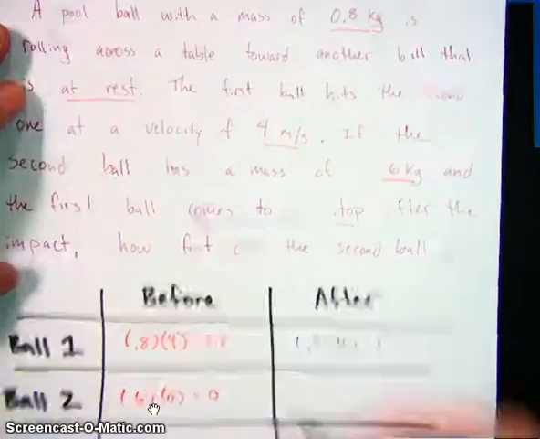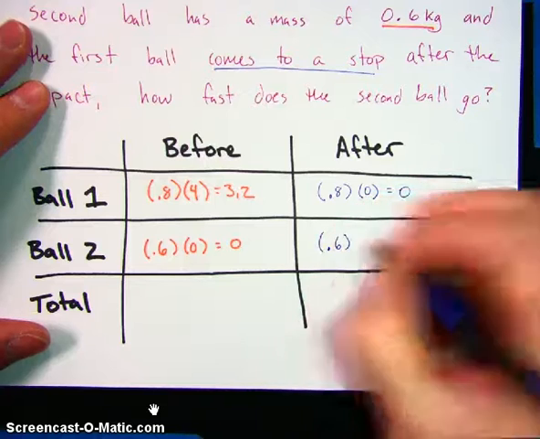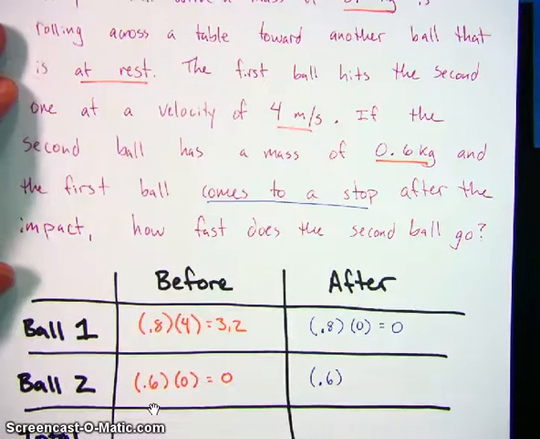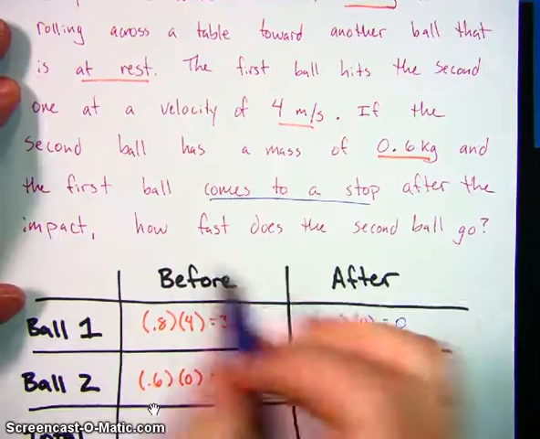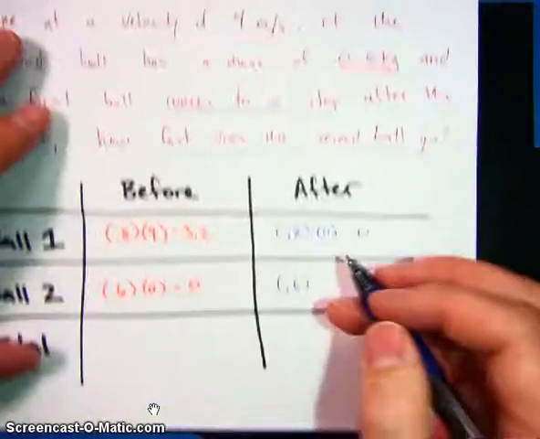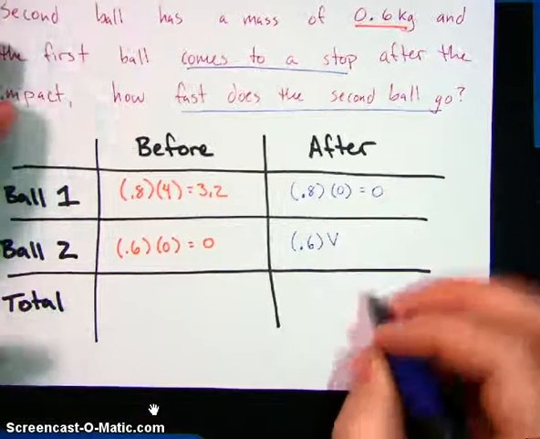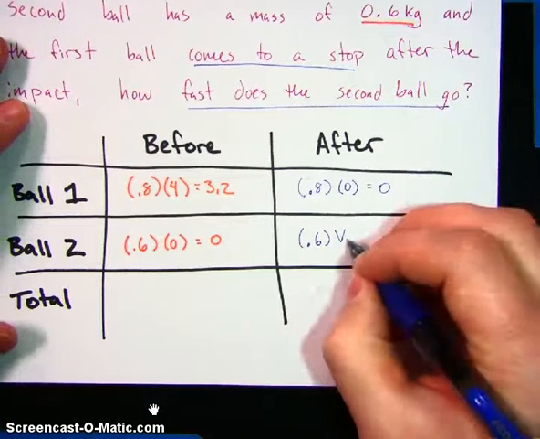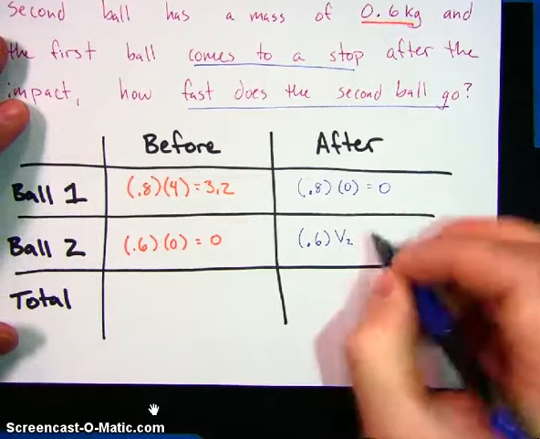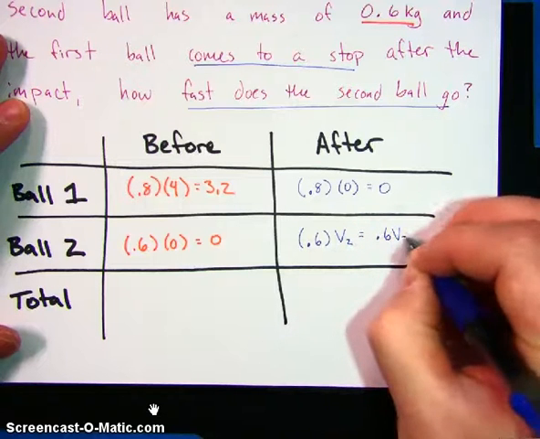And then we go back to the problem. It said that the mass of the second ball was 0.6. That shouldn't have changed. And it doesn't say how fast the second one's going. In fact, it asks how fast it is going right there. So we don't know. So we have to assign a variable. And I like to assign the letter v so that when we're done, we know what kind of variable we're looking for, and it's the velocity for the second ball. So 0.6 times v2 is 0.6 v2.